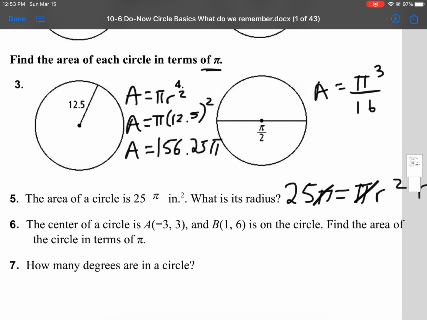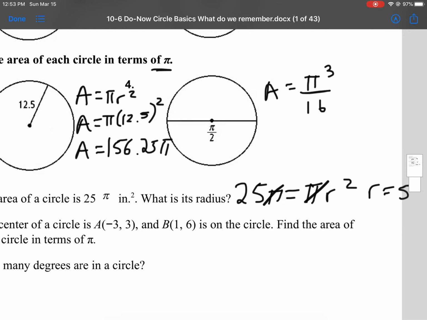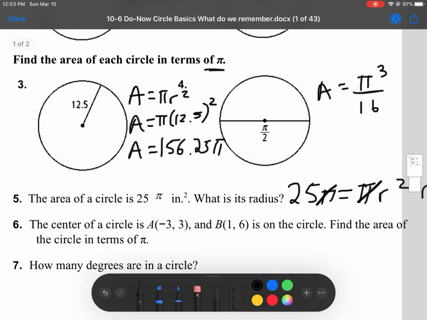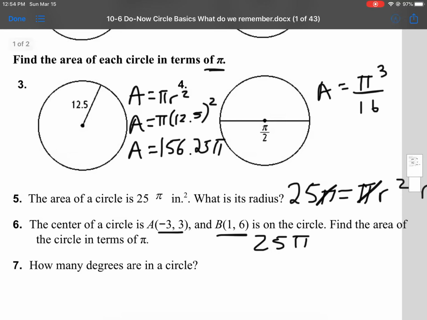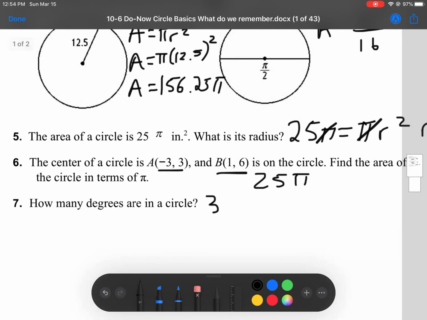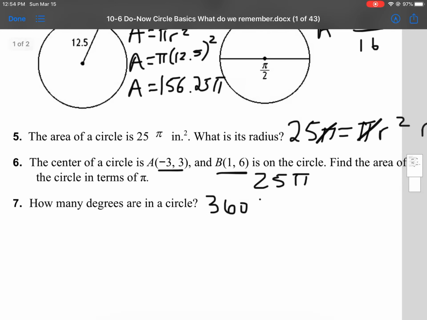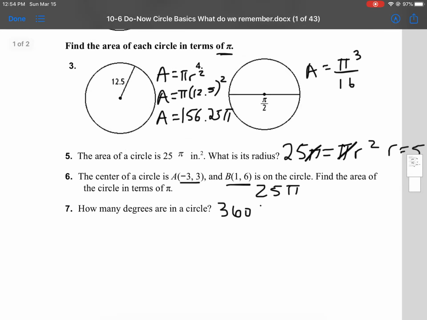Alright, and then we have the center of the circle. So you can use the distance formula to find the distance between A and B. And once you have that, that's the radius. So you should be getting 25 pi as the answer. Oops, keep forgetting to write 5. So 25 pi. And how many degrees are in a circle? Well, that is 360 degrees. All right, so there's the do now.